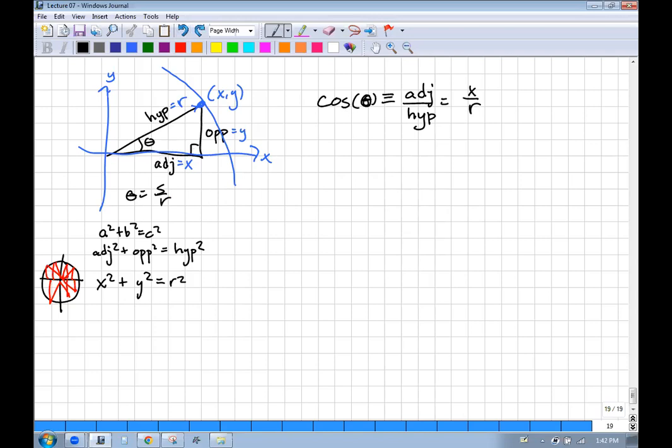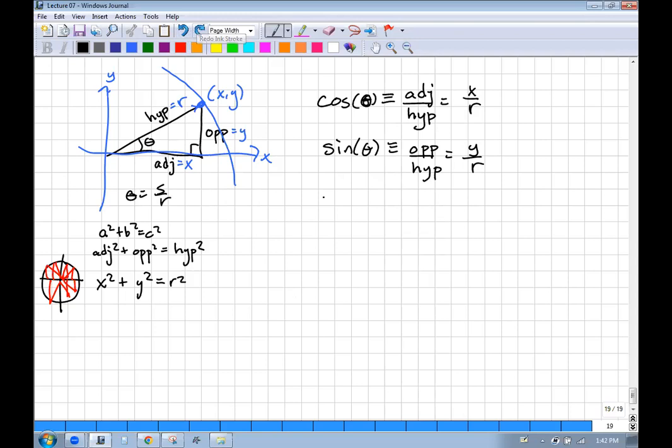And we say sine is the opposite side to the hypotenuse, which would be y over r. So that's the ratio of this side to that side. And there's only one more ratio. We did this one to this one, and we did this one to that one. Well, what about the ratio of that to that? There's only three possible ratios.